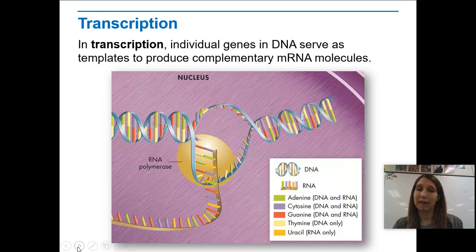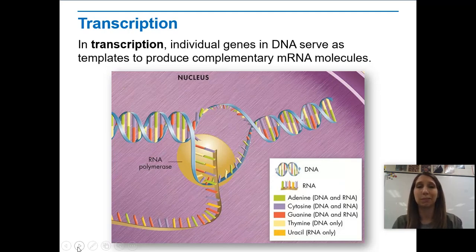So it's a whole lot faster, as long as those enzymes and those machines I mentioned on the last slide are able to go in and find that gene sequence. Okay. So when we talk about transcription, we're taking individual genes in DNA, and those genes are going to serve as templates. All right. Similar to what we saw in replication, a template is basically just sitting still. It provides the code that we're going to copy. And those templates are used to produce complementary mRNA.